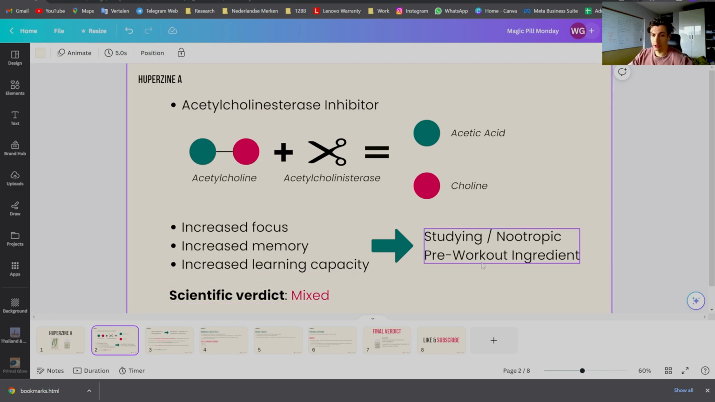Now, it's also sometimes used as a pre-workout ingredient, simply because we also want an increase in focus when we are in the gym, but also because acetylcholine is involved in muscle contraction. So it can also be interesting in that regard. Now, it has been studied for both of these benefits, but unfortunately, the results are mixed.